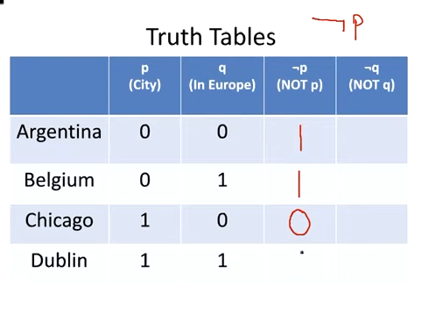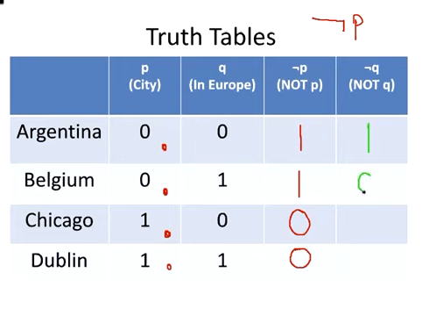Now, I just draw your attention to the fact that it's the exact opposite of these over here. Okay, so if you have a 0 here, that means there's a 1 here. If there's a 1 here, we have a 0 over here. Now, let's do the same for Q. Not in Europe. Argentina is not in Europe. That is true. 1. Belgium is in Europe. So we have a 0 there.